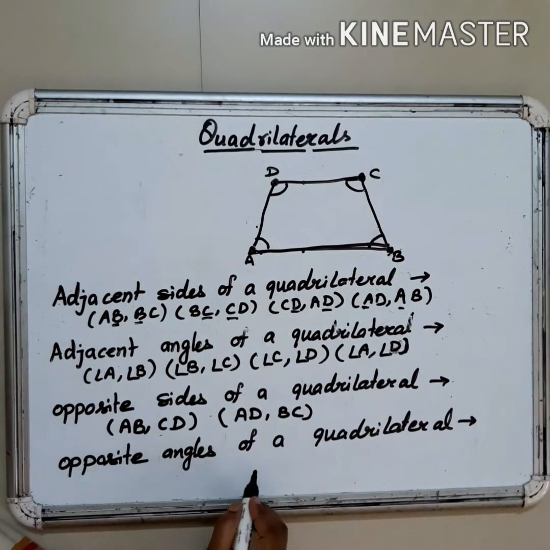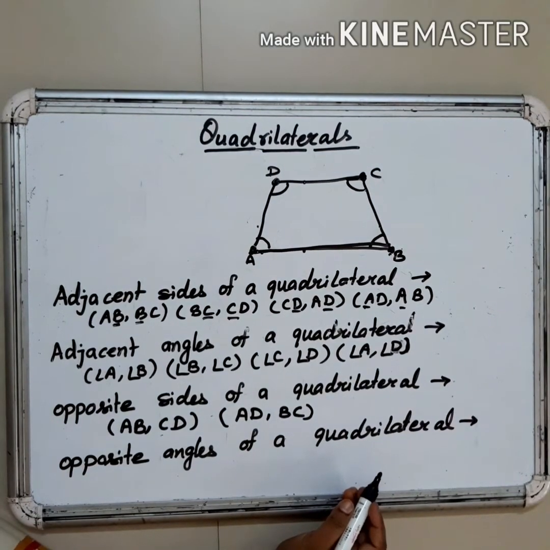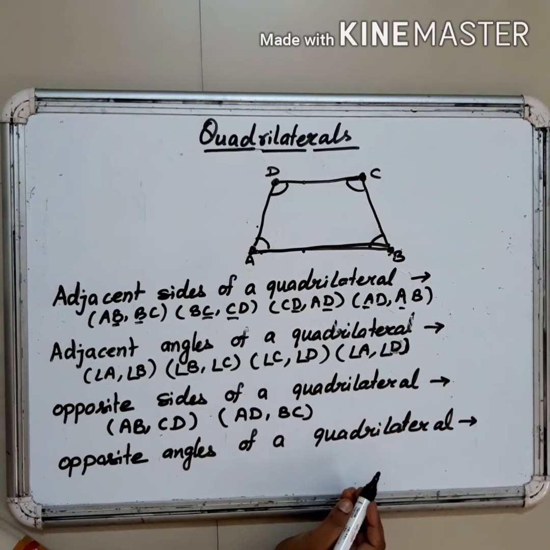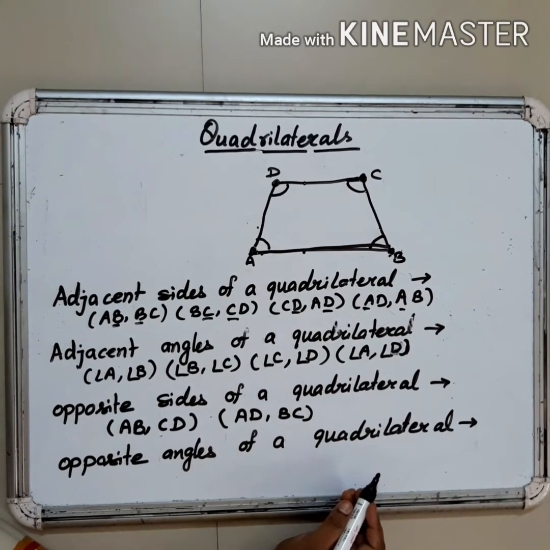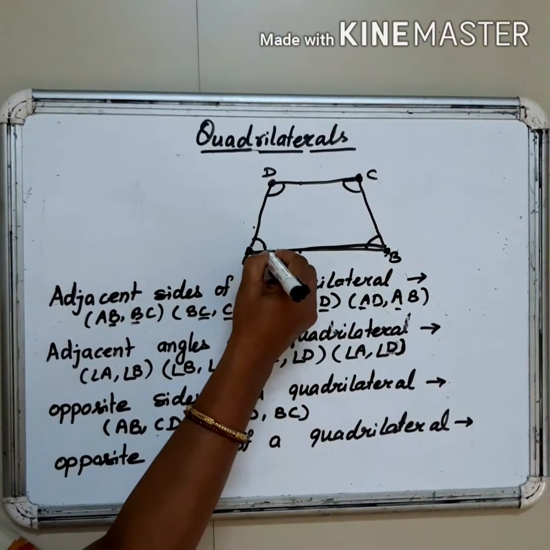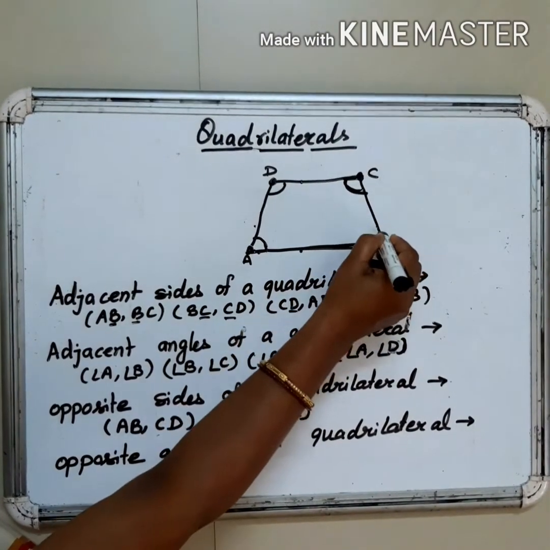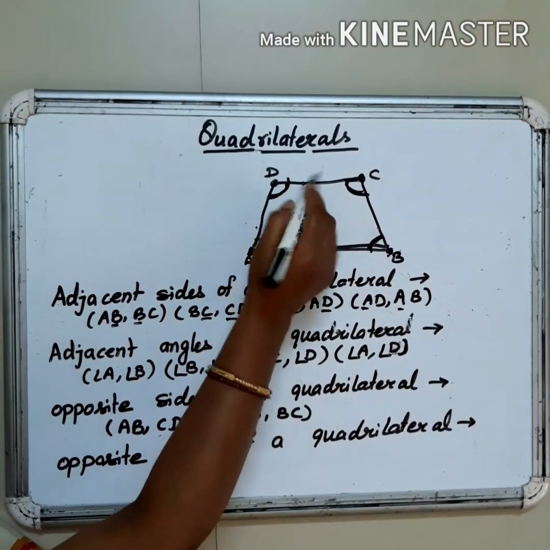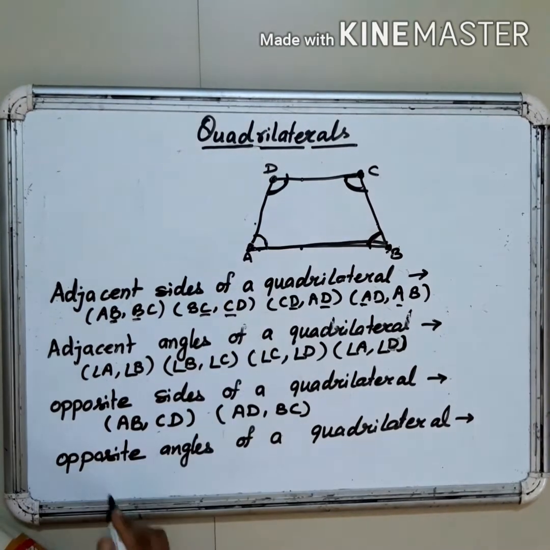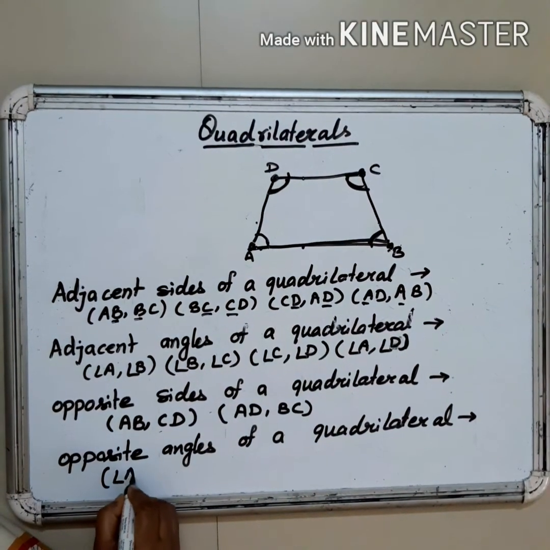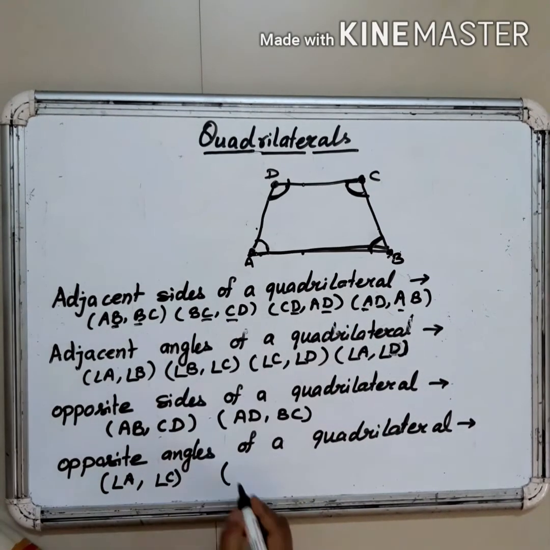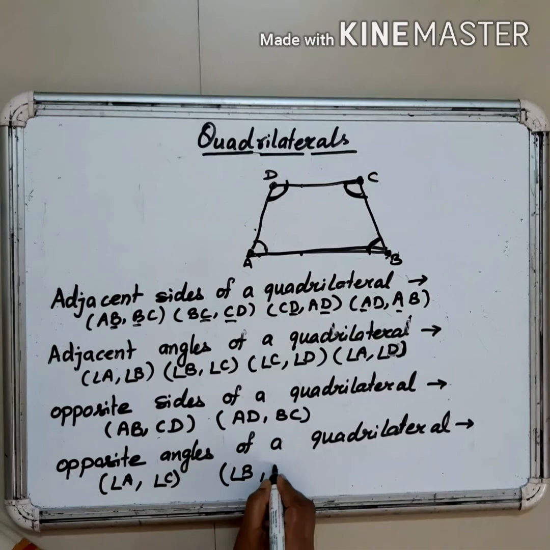Then, opposite angles of a quadrilateral. Two angles of a quadrilateral which are not adjacent angles are known as opposite angles. Angle A's opposite is angle C, angle B's opposite is angle D. How many pairs of opposite angles in this figure? Two. One is angle A and angle C, and the second is angle B and angle D.